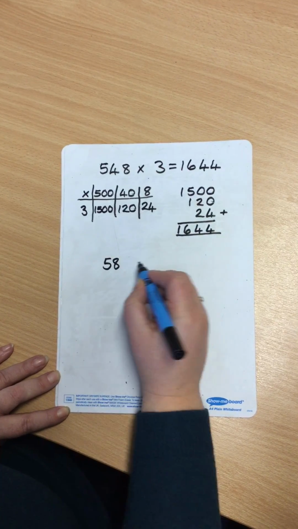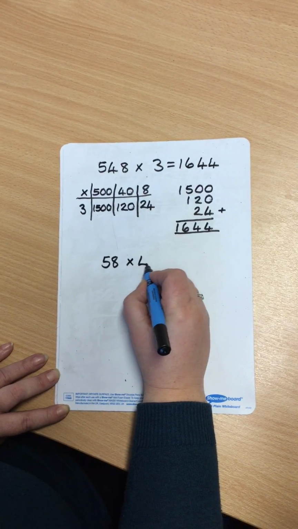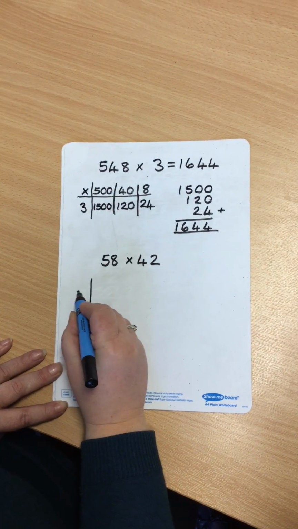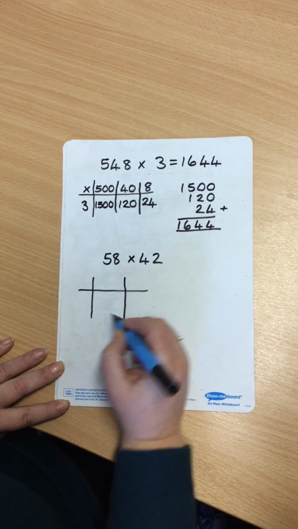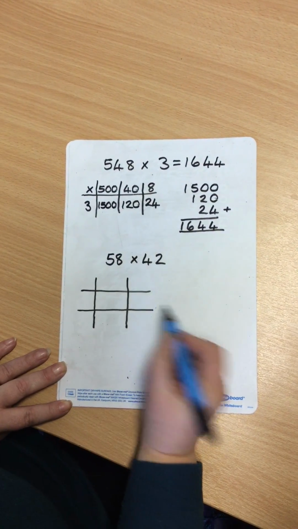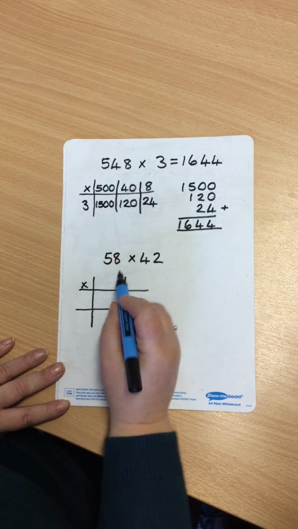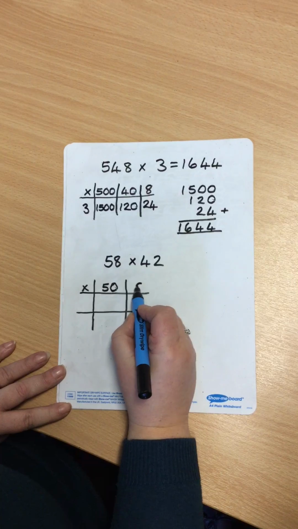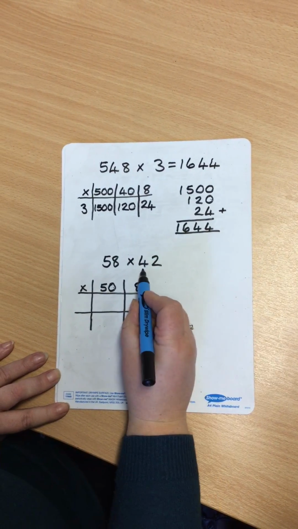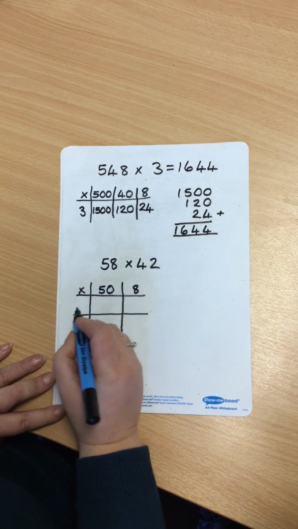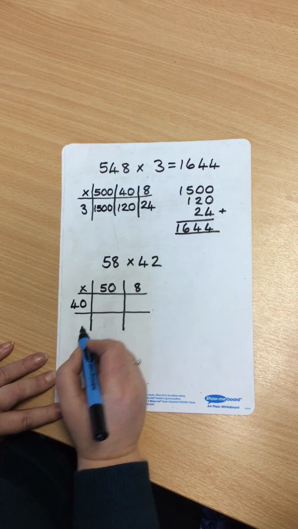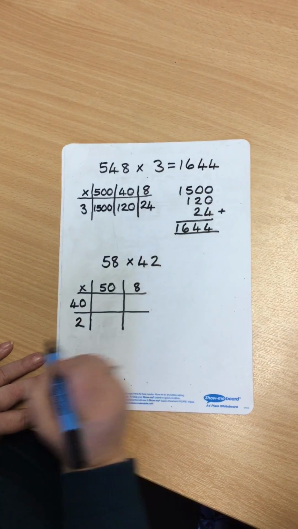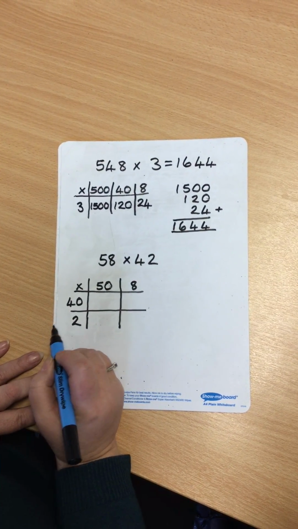Now I can also use this same method to move on a stage and be able to multiply a 2-digit number by another 2-digit number. Now to do this I just need to change the shape of the grid slightly like this, so that I can now partition my 58 into 5 tens and 8 units across the top, and my 42 here partition into 4 tens and 2 units down the side. And now I'm going to multiply through each part of my grid again.